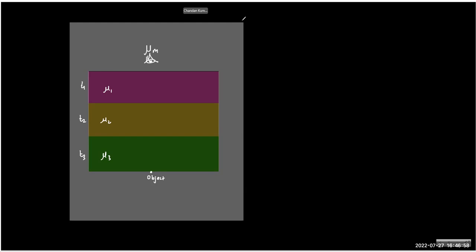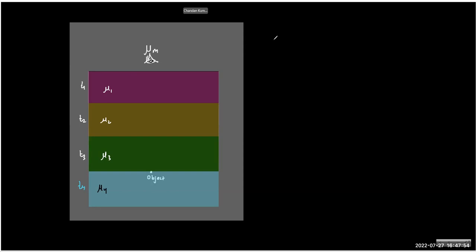Just to give you another perspective, even if I have a slab here, will T4 matter for the object and the observer? No, because the light ray will never cross medium number four while going towards the observer. So what really matters is which slab comes in the path of the light ray when it is going from the object towards the observer. Anything which is not part of it is of no use. You can just discard it.